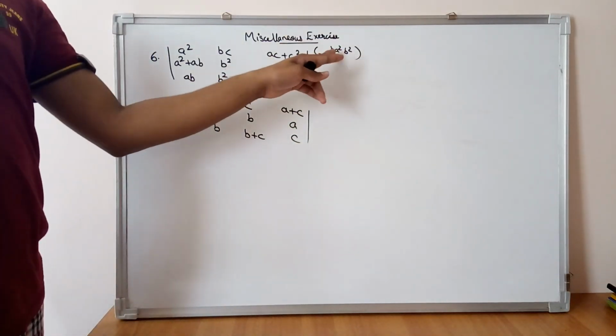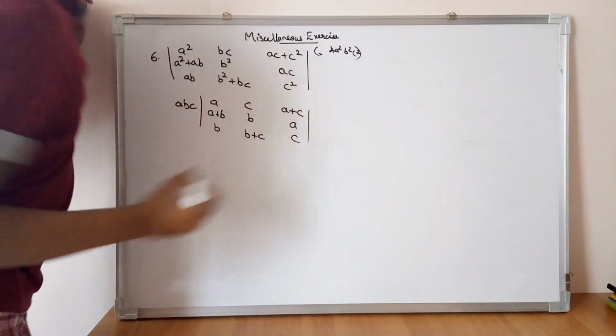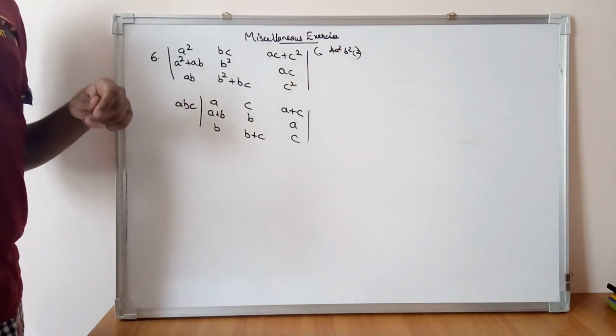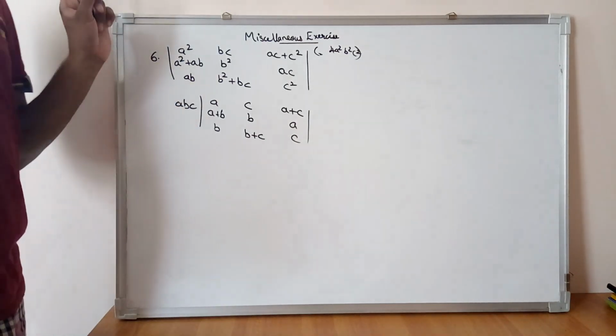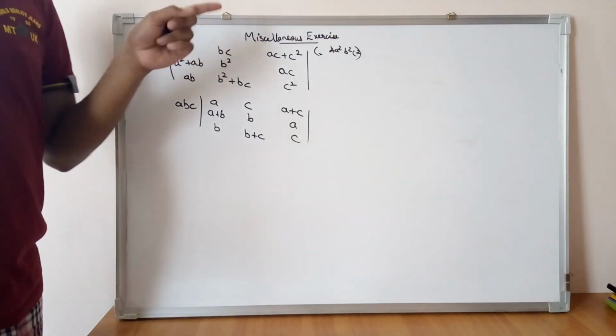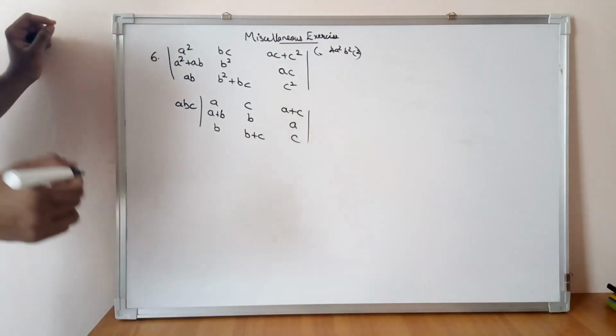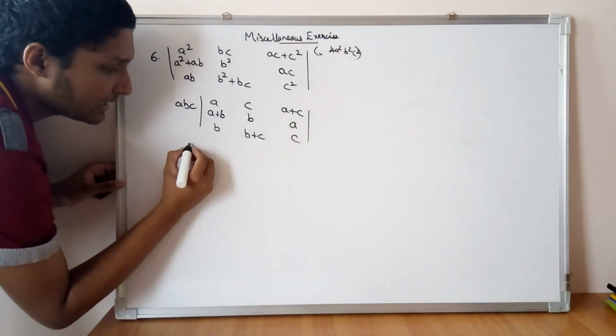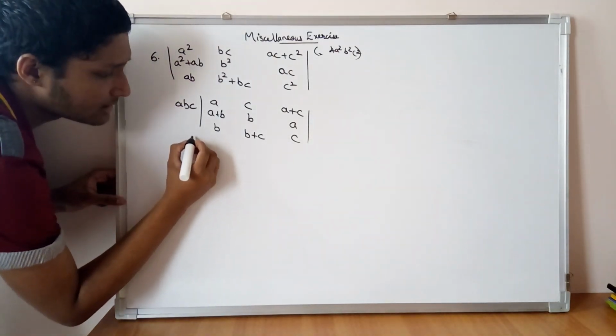So the remaining is very simple, I think. We are just asked to prove 4a square, b square, c square. So a, b, c we got. So only 4a, b, c is remaining. So somehow we need to get that. So for that I'll use one of the operations.